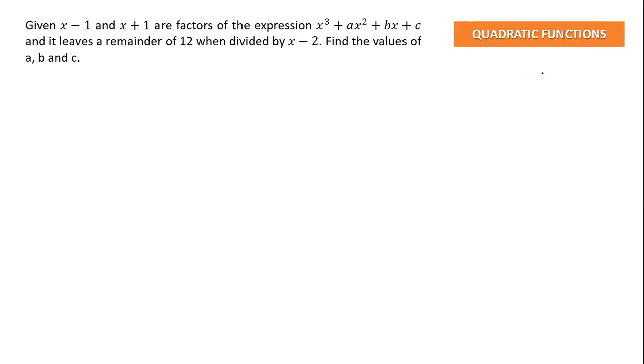Let me read the question for you, class. Given x minus 1 and x plus 1 are factors of the following expression. That means this is the expression given for us. And the second piece of information is that it leaves a remainder of 12 when divided by x minus 2. So these are the two pieces of information given for us to solve this question. Find the values of a, b, and c.